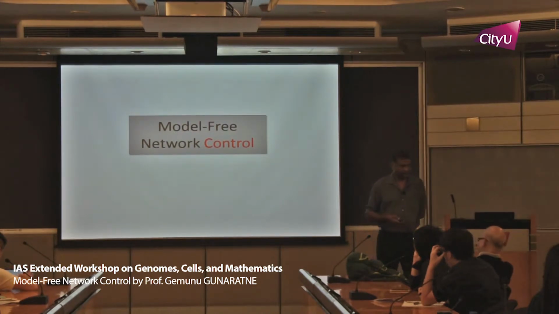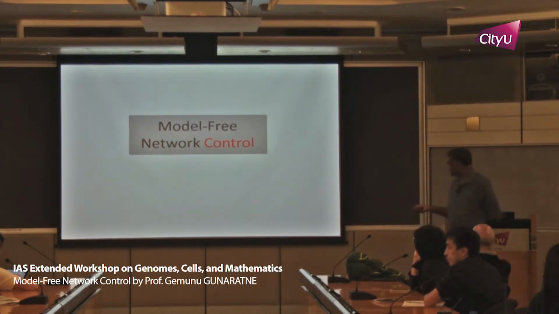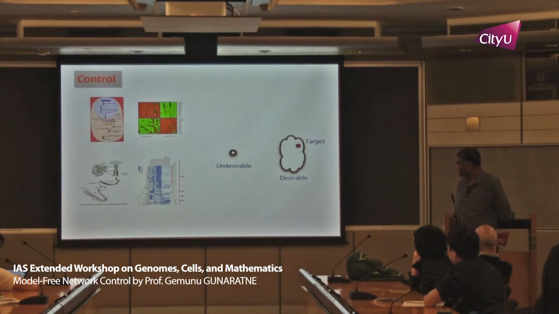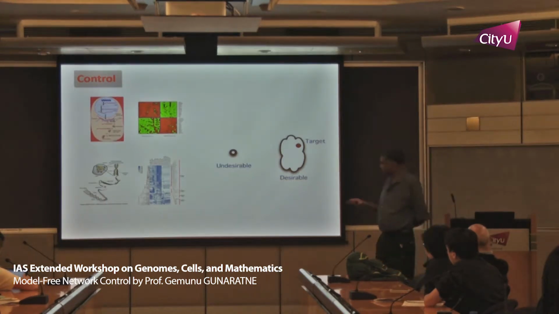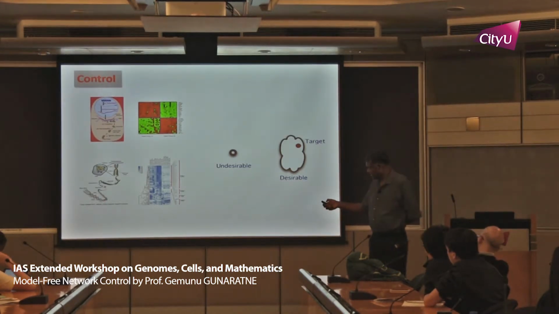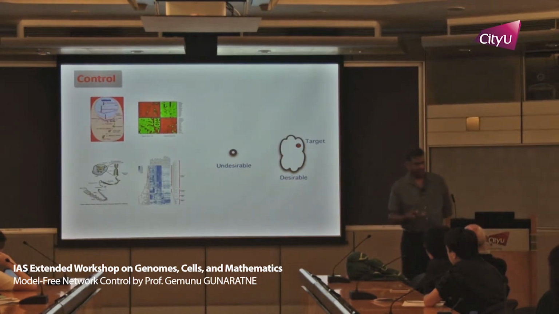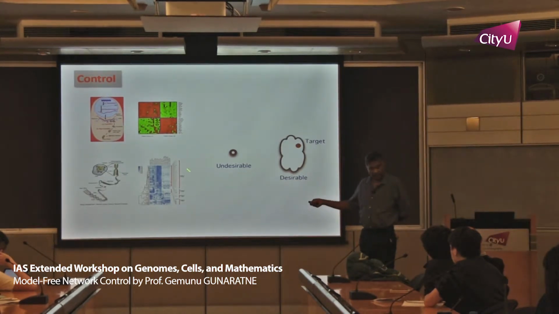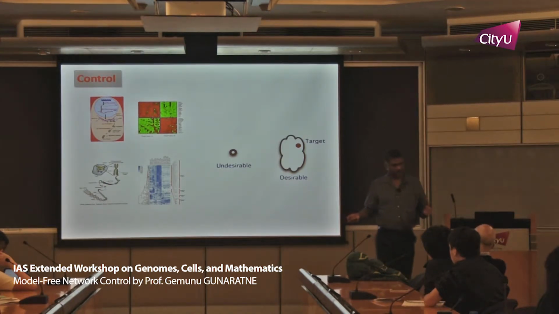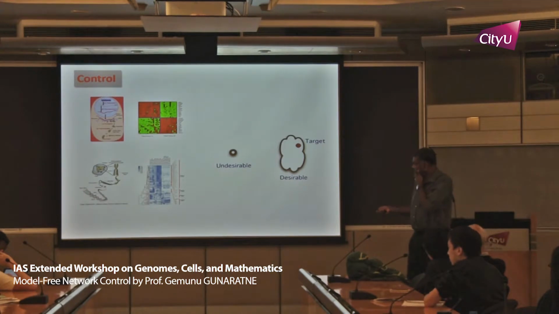The next question is control. Now I have told you already that the networks are important. So the question is, if you want, for example, here, to eliminate the effects of addiction, you would somehow want to change the levels of all these genes to what they were before addiction. Now, how do you do that?